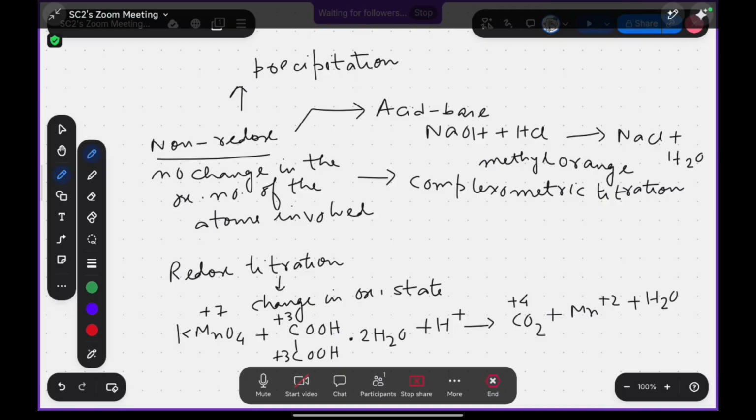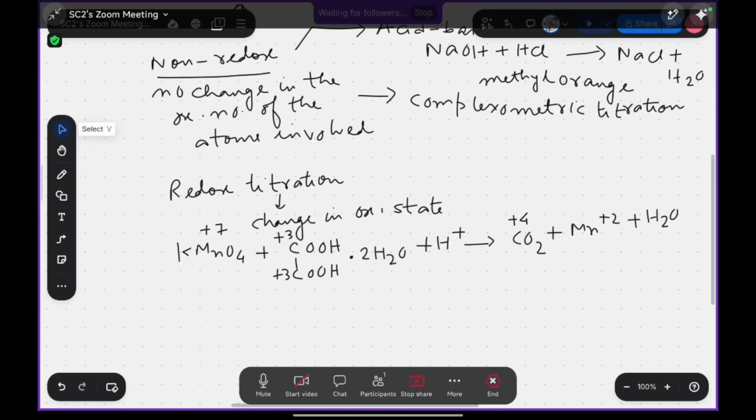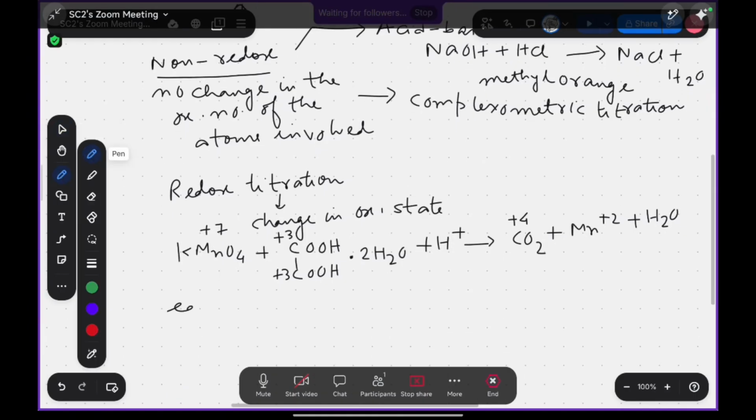Now the next point is how to understand that the titration is completed. When will you understand that the titration is done? That is by the equivalence point. What is the equivalence point? The equivalence point is also called the end point of the titration. That means you need to stop the titration, you need to close the burette.